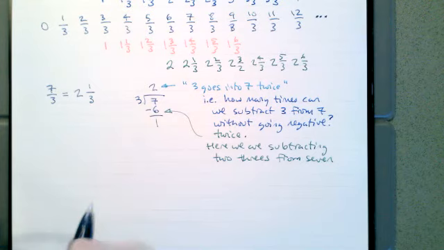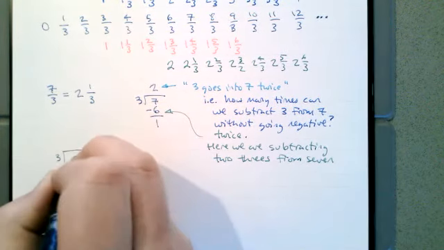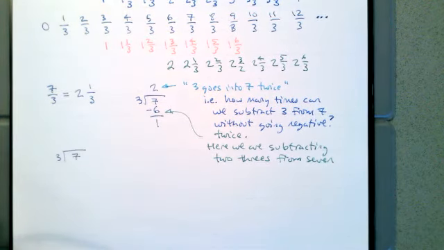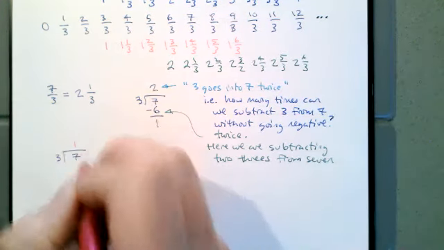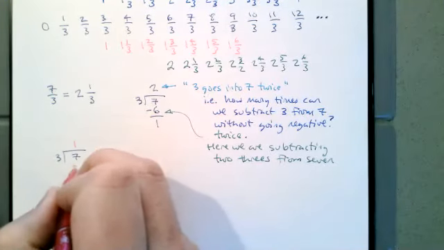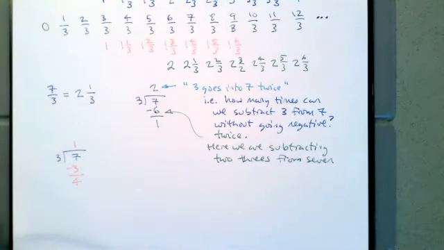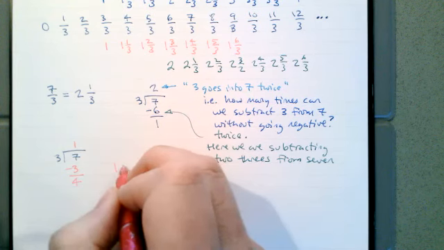Let's suppose that we say, okay, I'm going to take 3 and divide it into 7. We've got to subtract 3 from 7. How many times can we subtract 3 from 7? Technically, as many times as we want. Let's suppose instead of subtracting 3 from 7 twice, we subtract 3 from 7 one time. 1 times 3 is 3. 7 minus 3 is 4. So we'd say 7/3 is 1 4/3.